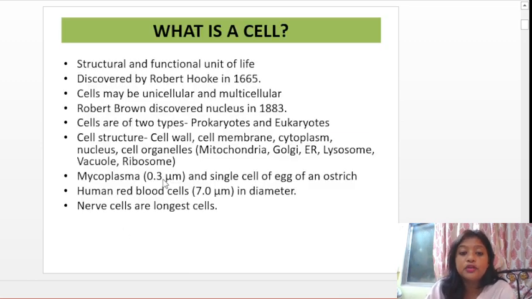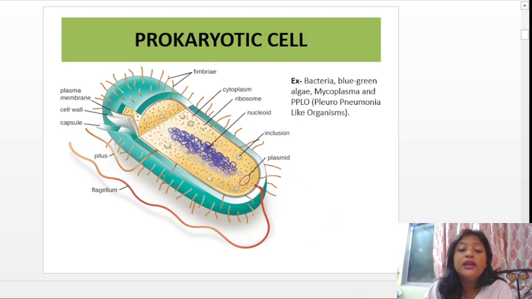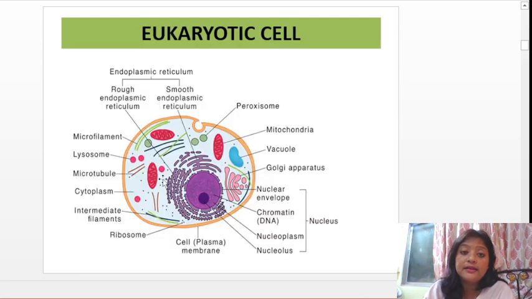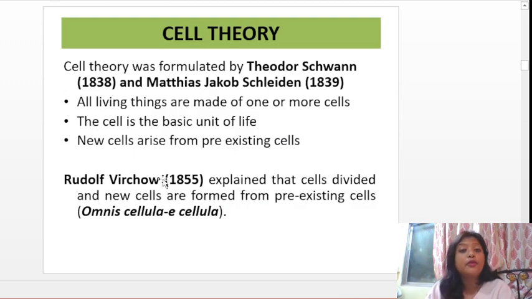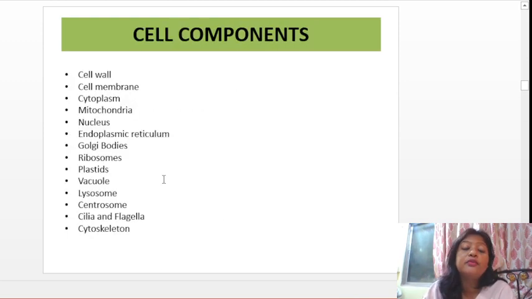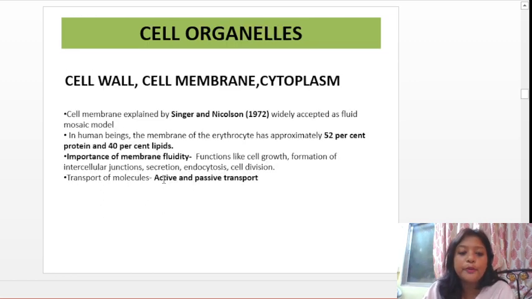I've spoken to you about who discovered the cell, how the cell structure is, and what the smallest and the largest cell are. About prokaryotic and eukaryotic cells, also about plant and animal cells, the functions of a cell, and cell theory. So in today's class, we'll continue with the previous class, and we'll talk about some of the cell organelles. So let's start with today's topic.